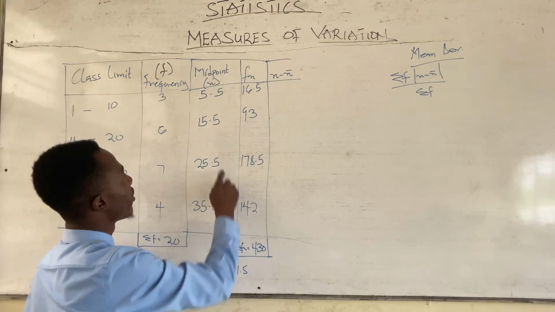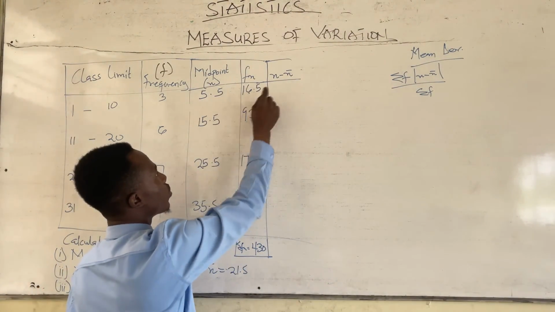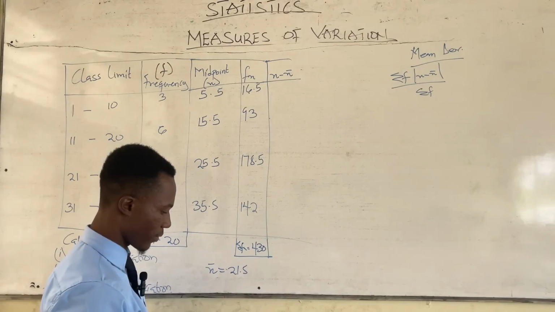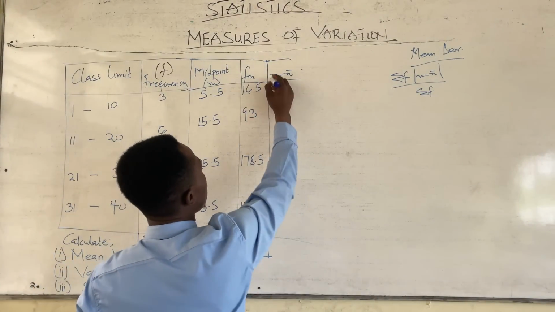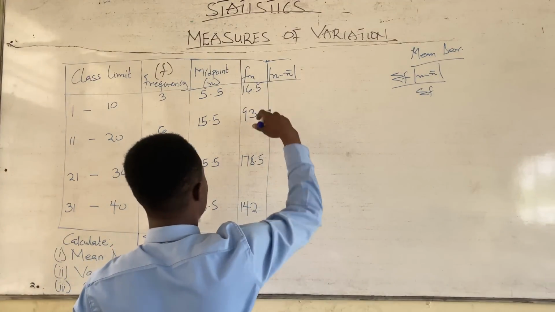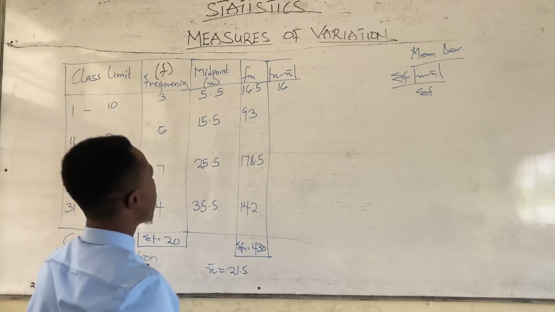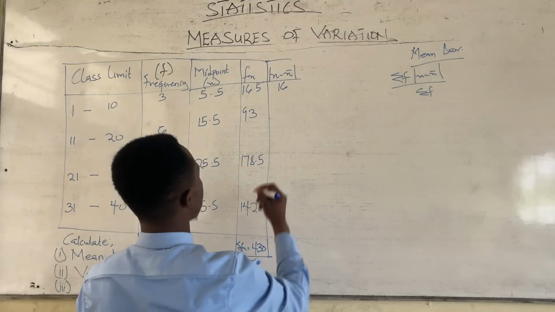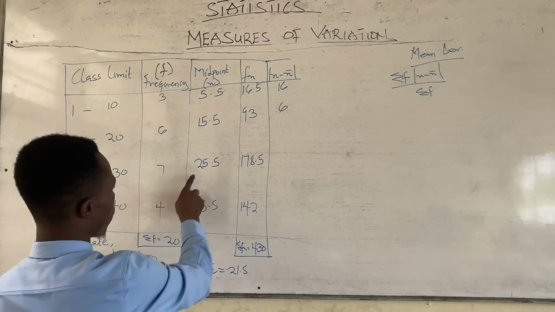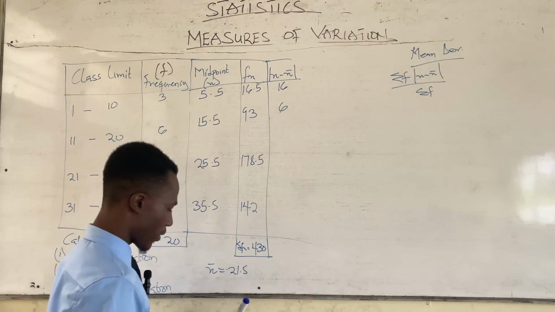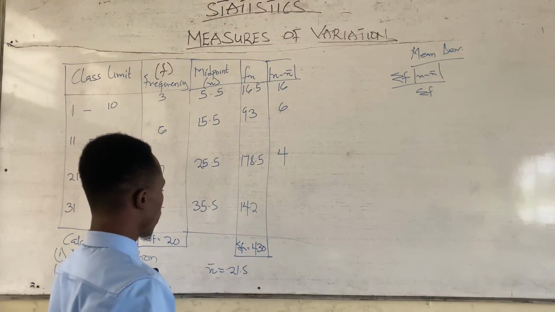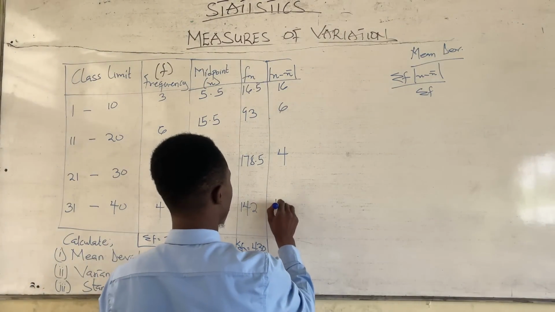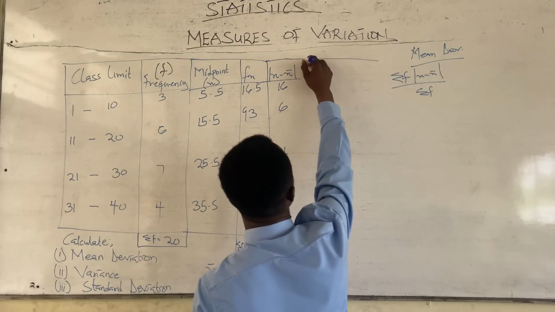We know our mean is 21.5 and the first x is 5.5. So we subtract this from this to get our first deviation. That is 5.5 minus 21.5, which is 16 as an absolute value, so we clear the negative and write 16. The next one is 15.5 minus 21.5, that is 6 instead of negative 6. Then 25.5 minus 21.5, we have 4. Then 35.5 minus 21.5, we have 14. So now we are done with the deviation.